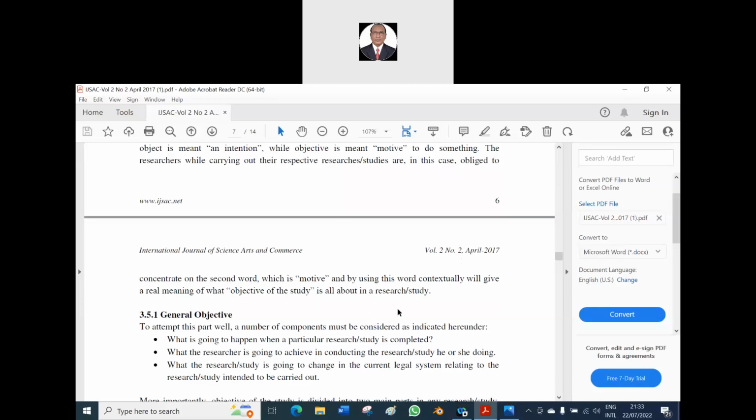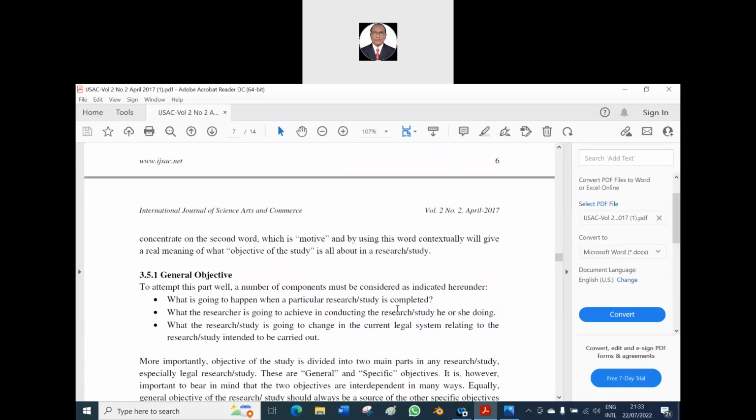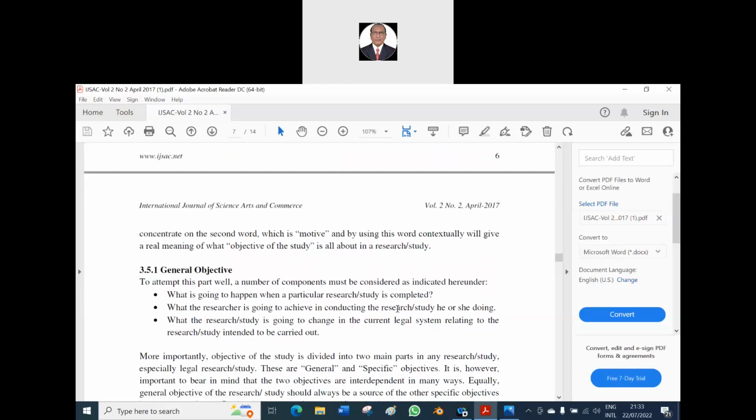And now we'll see what the general objective is. When you see the general objective, to attempt this part well, a number of components must be considered as indicated here. What are the components in the general objective? Read the first bullet. What is going to happen when a particular research study is completed? Does it bring a good thing? Is it useful to the society? Is it useful to the students? Is it useful to the academicians, practitioners, judiciary, state, or international? Is it clear?